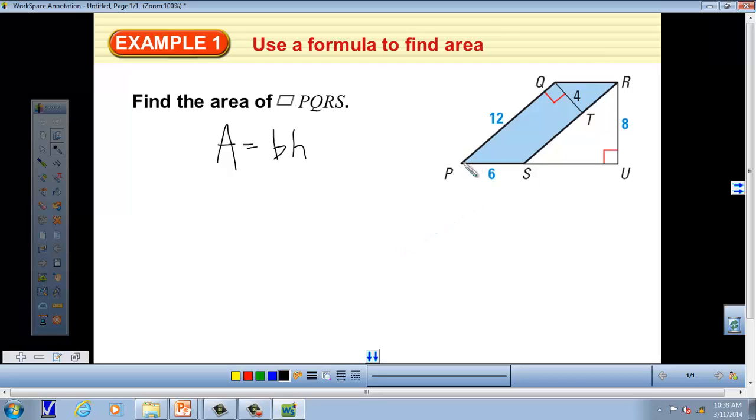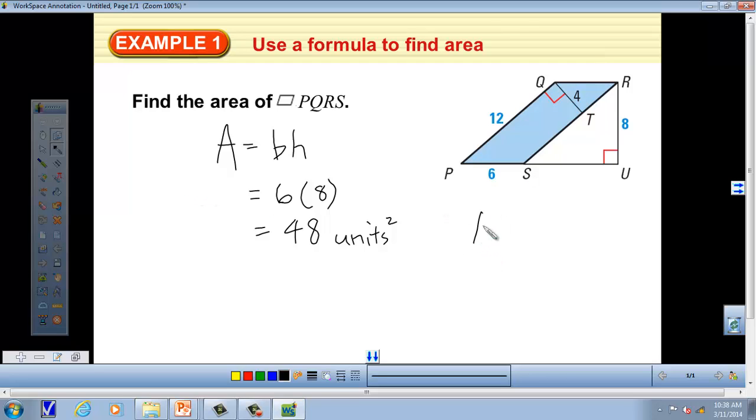If we look at PS as being the base, then the height would be from here all the way up to there. So anywhere we could draw it, where we draw the distance between the two parallel bases, this would give us 6 times 8, or 48 square units. We use square units because when we're dealing with area, it's how much is inside. So that's a two-dimensional space that has a length and a width to it.